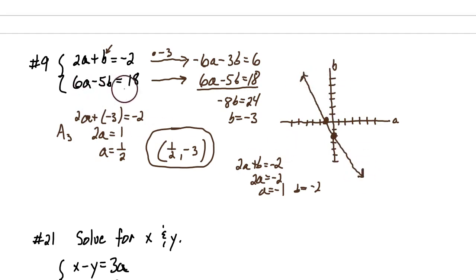Now let's look at the second equation and graph that one. The second equation is 6a minus 5b is equal to 18. When we use a 0 for b, this becomes 6a equals 18. Therefore, a equals 3. That's located here.